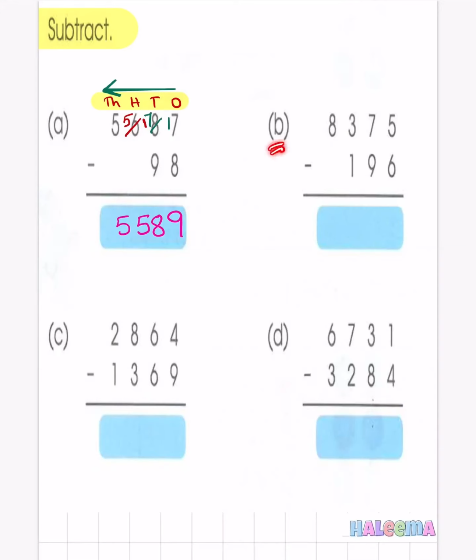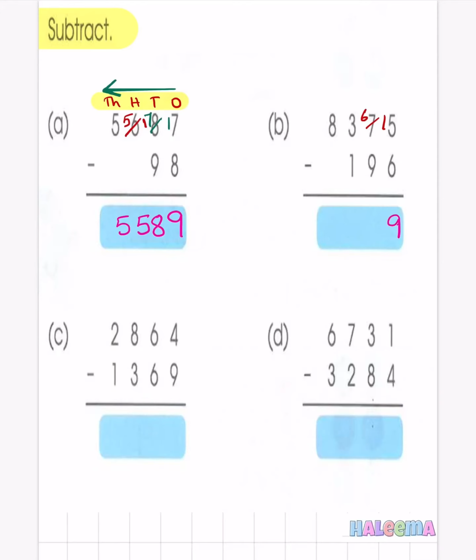Moving on to part B, starting from the ones place, let's have a look at the number. 5 minus 6 is not possible because 5 is smaller than 6. Let's borrow from our next neighbor, number 7. 7 will become 6 and 5 will become 15, right? So 15 minus 6 is 9. 6 minus 9 again is not possible.